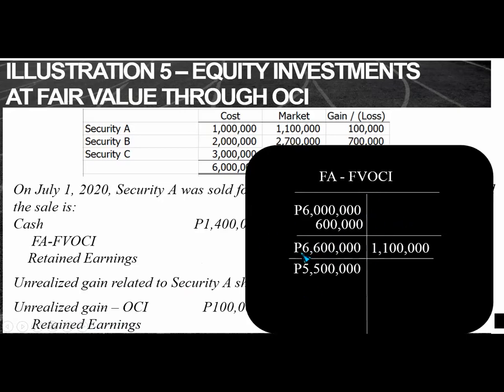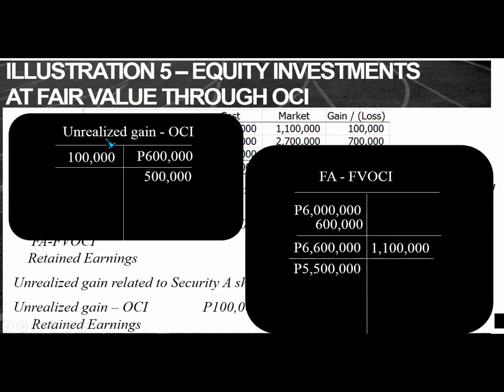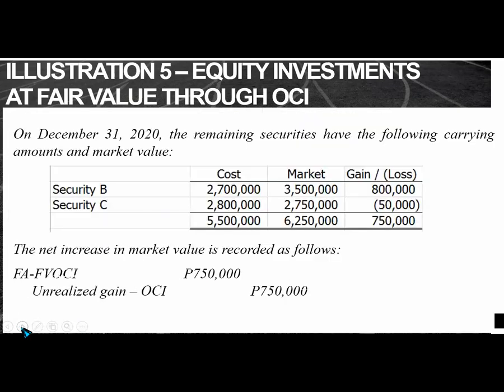So this is what happens. From 6.6 million, it is reduced by 1.1 million. This 1.1 million is for security A. So what is left is 5.5 million. For your unrealized gain, initially we had 600,000. Since we sold, we debited unrealized gain, so what is left is 500,000. So as of December 31, 2020, these are the remaining securities, security B and security C.